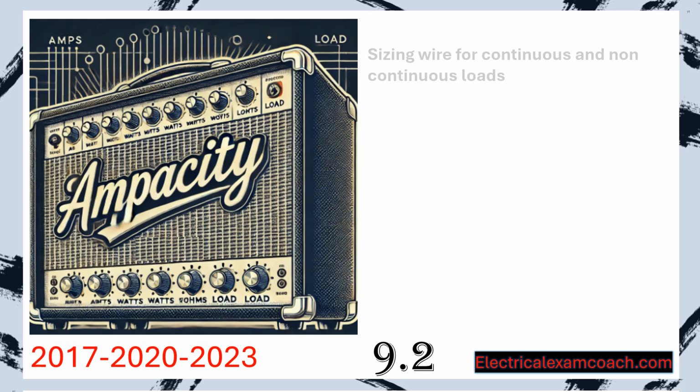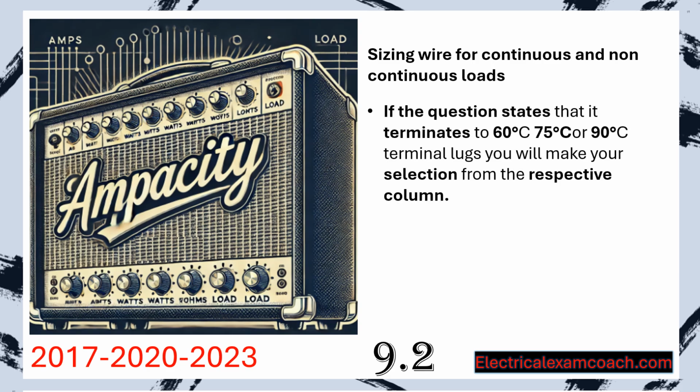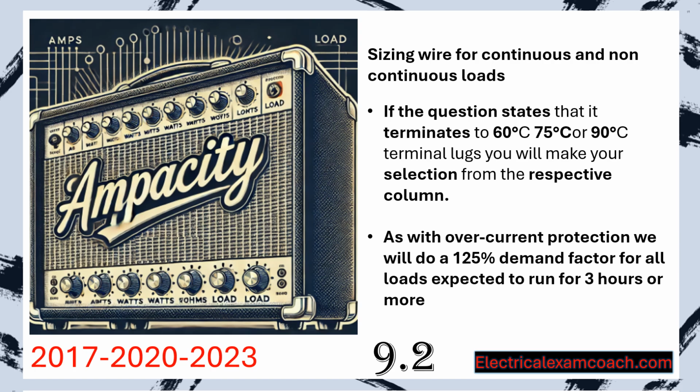In this lesson, we're going to be sizing wire for continuous and non-continuous loads. Let's recap on the basics before we get started. If the question states that it terminates to 60, 75, or 90 degree C terminals, we're going to make our selection from that respective column under normal circumstances. And the second one is, as with overcurrent protection, like we learned before, we're going to do 125% demand factor for all loads that are expected to run for 3 or more hours.